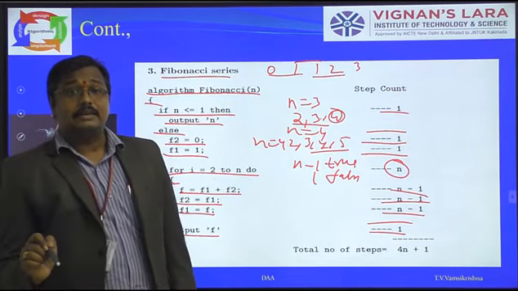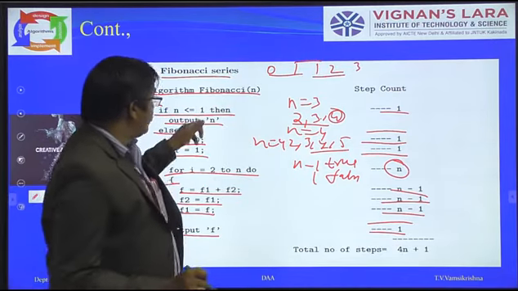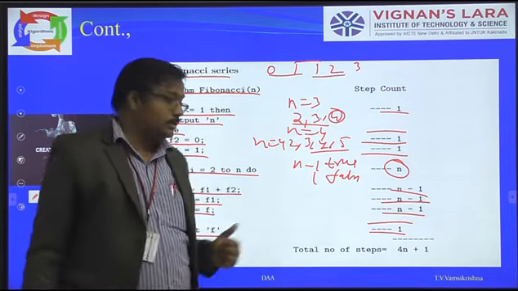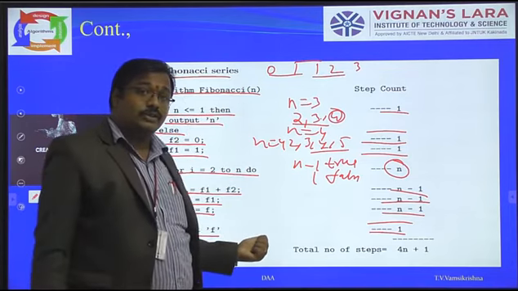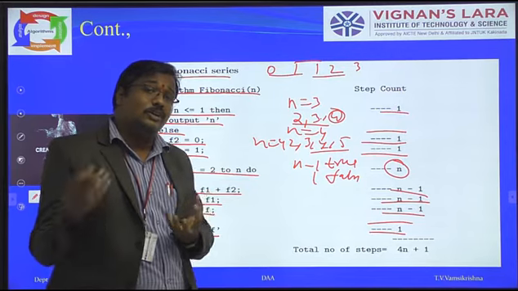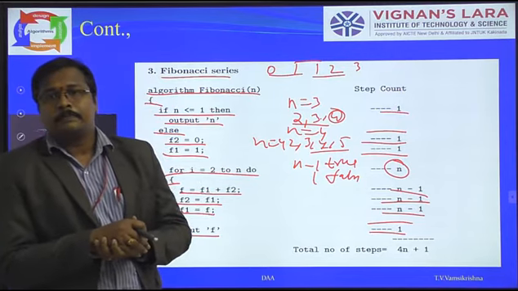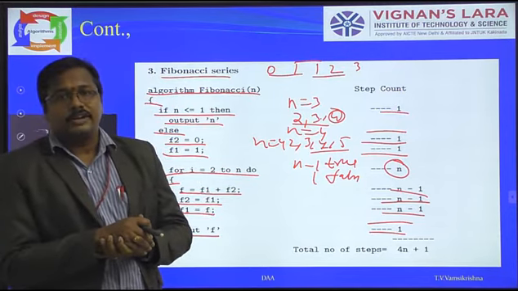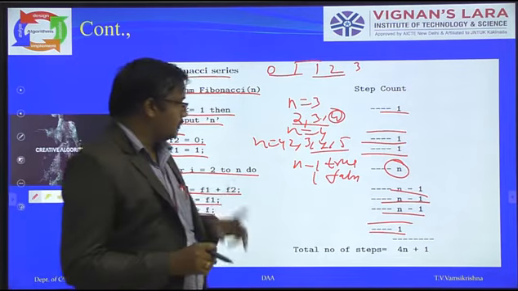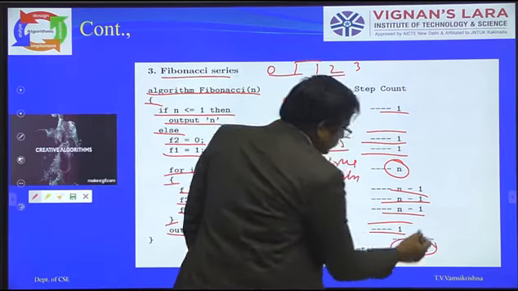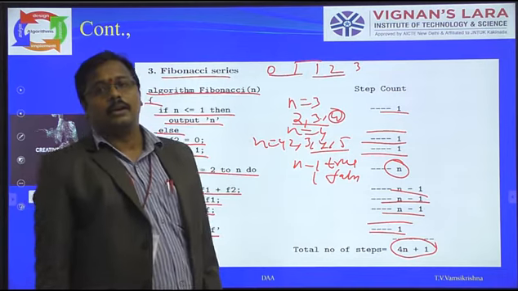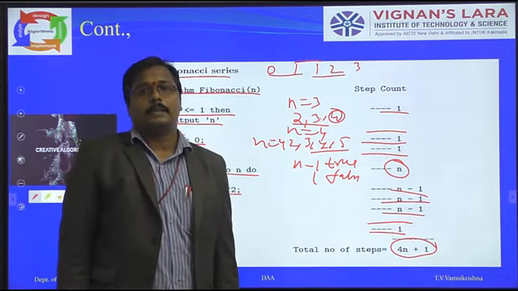Why are we considering output of f at this time, while output of n we are not considering? Because here we are storing the value into f. That's why we are considering it as 1. So totally, the total is 4n plus 1.